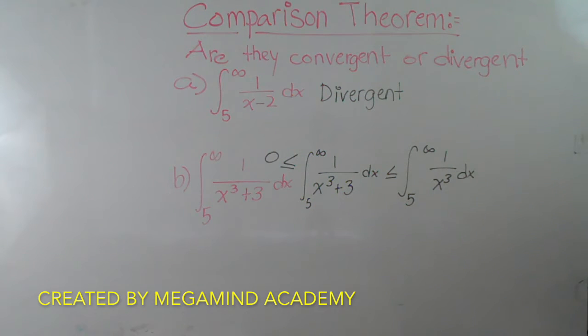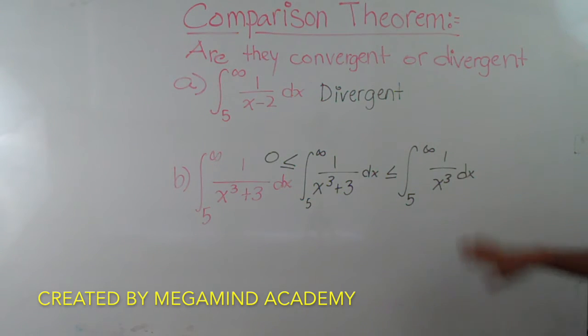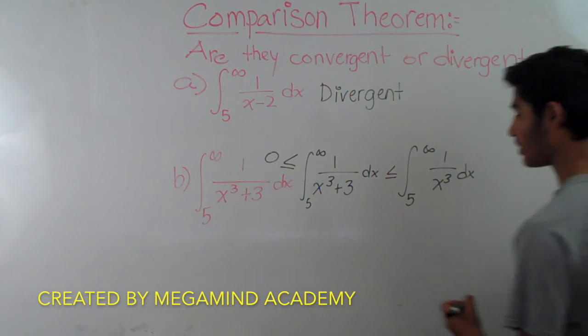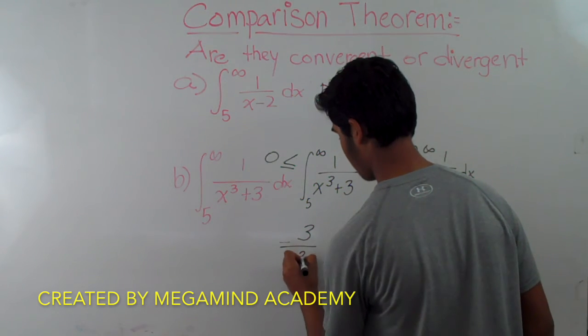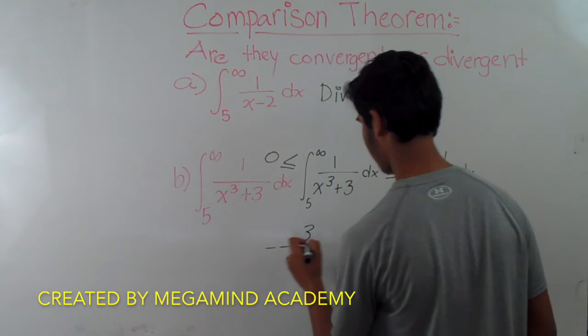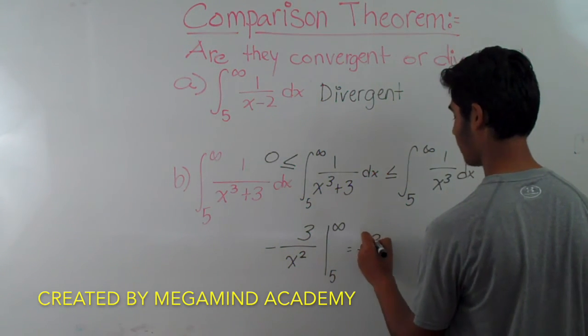So now, according to the comparison theorem, if all of these inequalities are true, which they are, and this is convergent, then that means that this is also convergent. So let's figure out whether this is convergent. We have the integral from 5 to infinity of 1 over x cubed. So that's the integral from 5 to infinity of x to the negative third power, which is equal to negative 3 over x squared, evaluated at 5 and infinity.